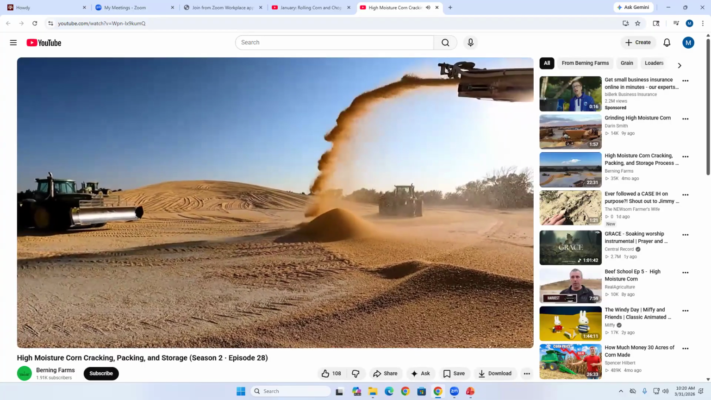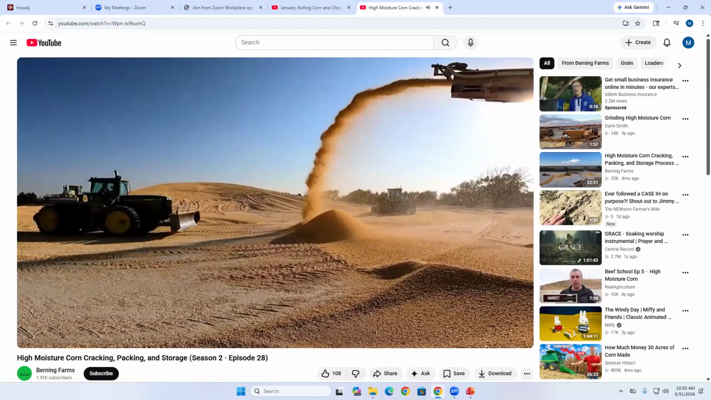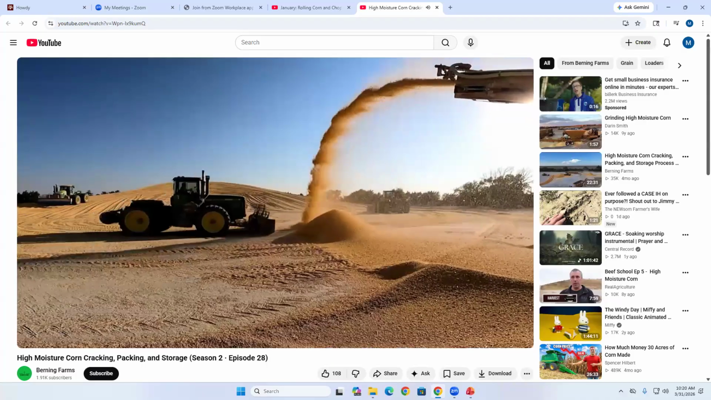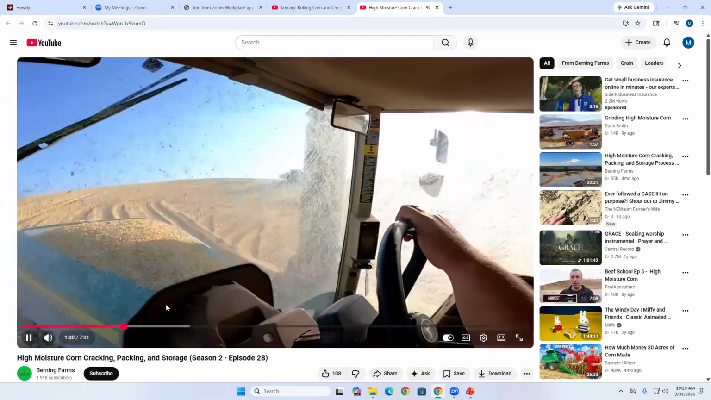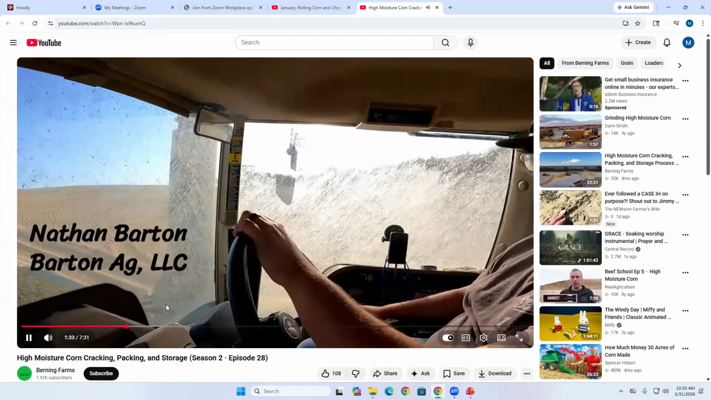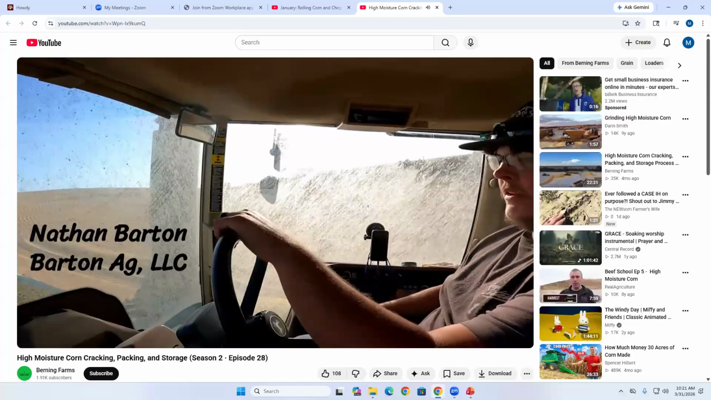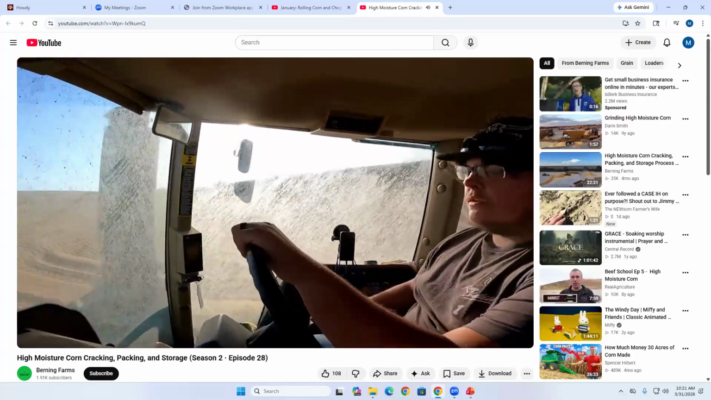I don't know how I would handle being the guy driving the tractor on those pits. He's a nice looking guy.